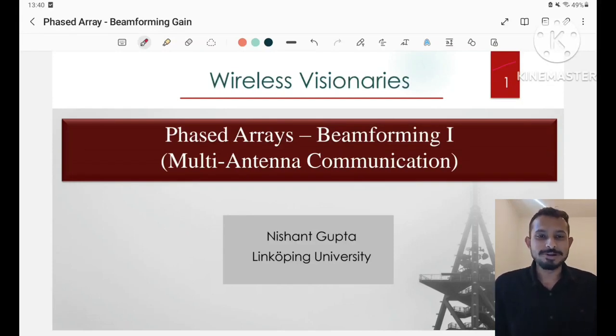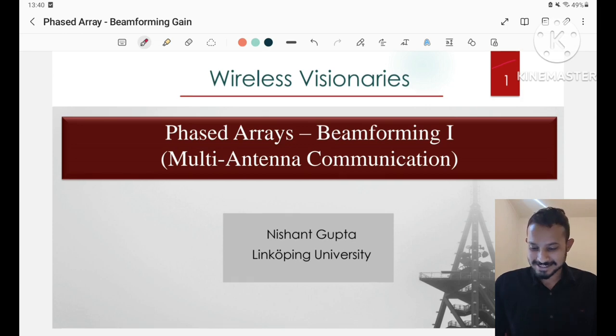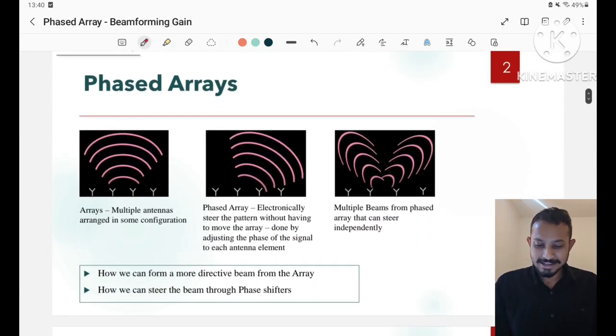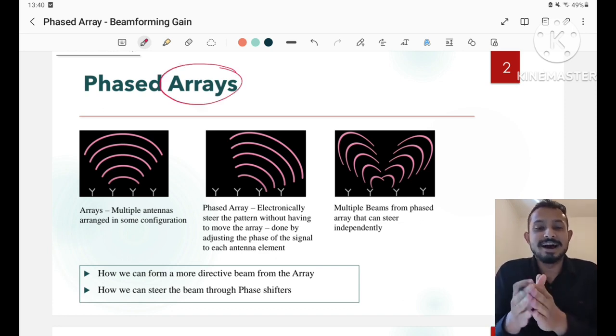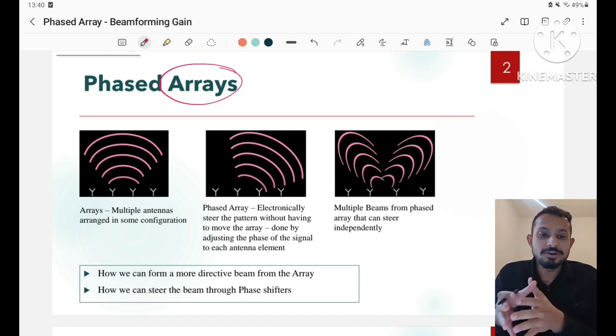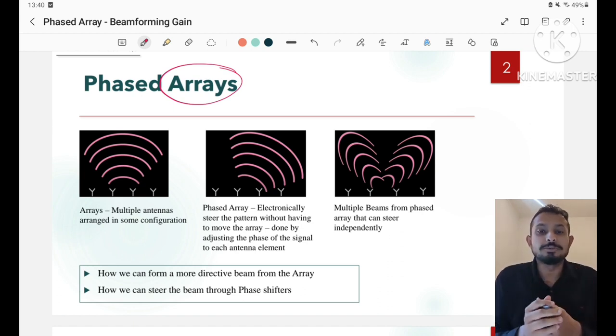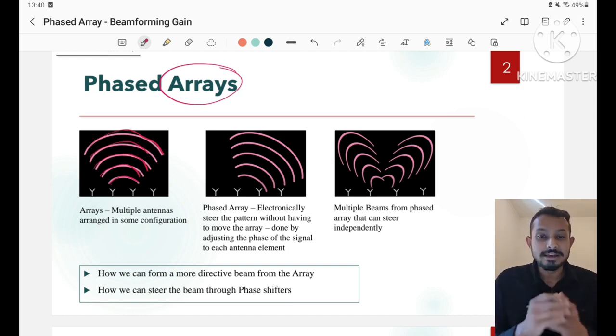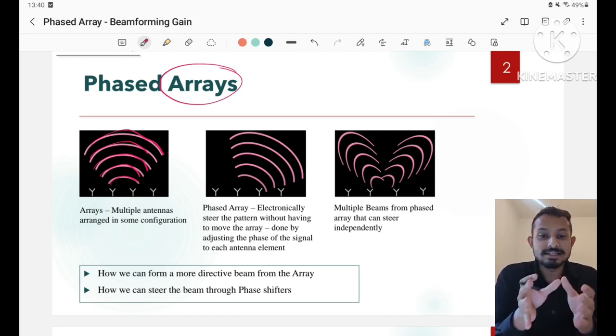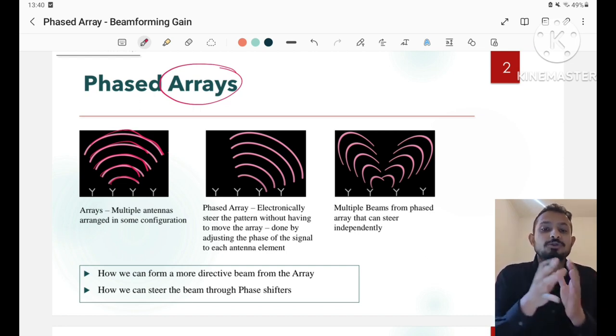In this video, we will talk about phased arrays. Arrays just means that multiple antennas are arranged in some configuration and act together to produce a desired pattern like this. And in a phased array, we can electronically steer the pattern without having to move the array.